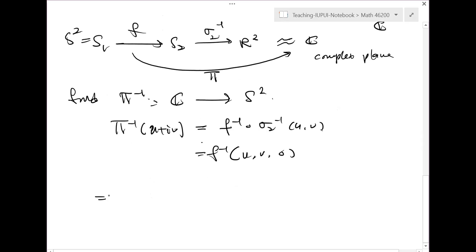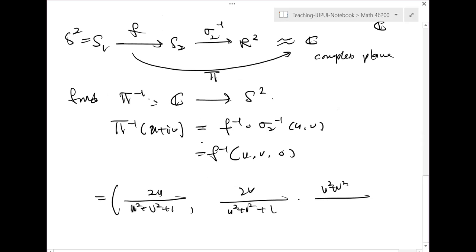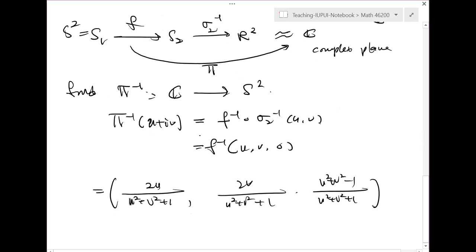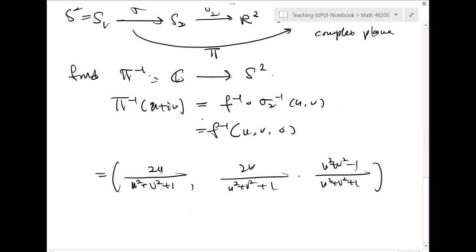And that is going to be 2U over U squared plus V squared plus 1, 2V over U squared plus V squared plus 1, and the next one is U squared plus V squared minus 1 over U squared plus V squared plus 1. Okay. Now what does that mean? This is XYZ, right?